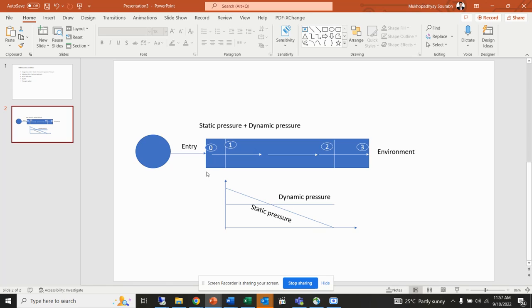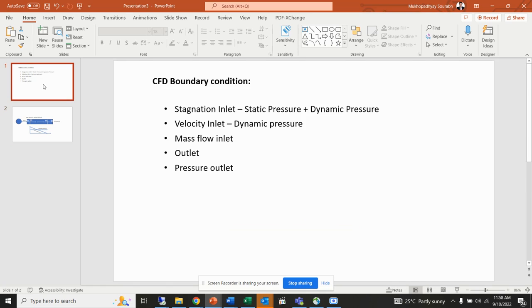When you are defining the velocity, at that time you are defining the dynamic pressure, and the static pressure is nothing but the system resistance.